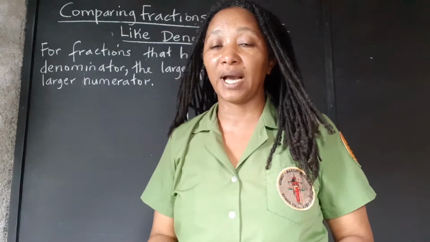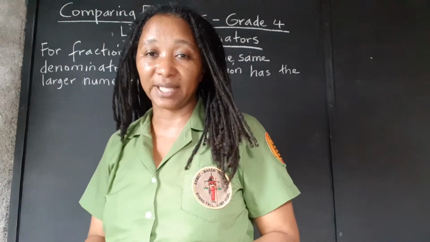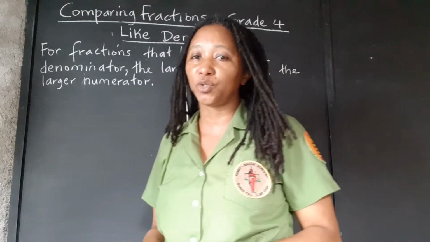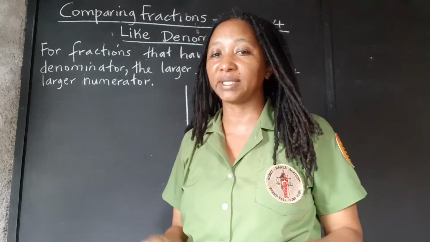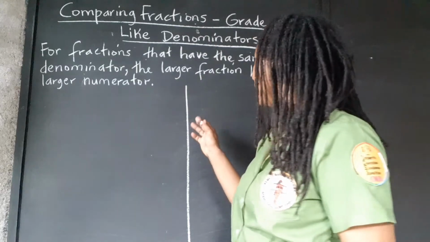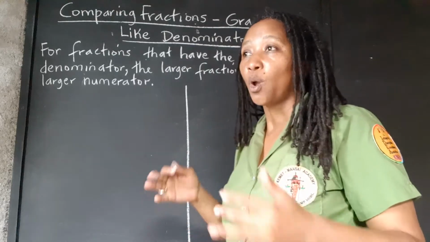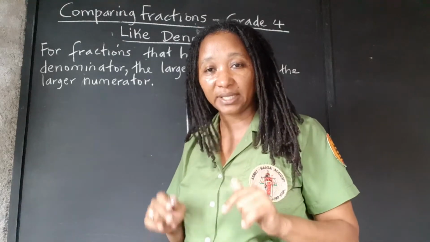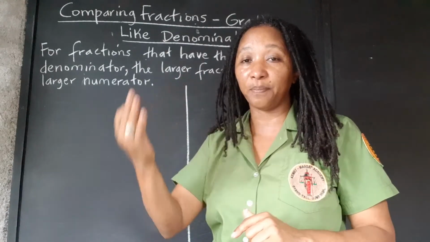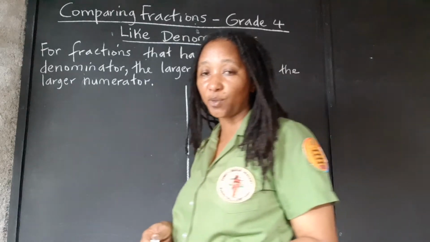Today we're going to look at comparing fractions that have like denominators. That means the denominators are the same. It's pretty easy to do comparison of fractions once the denominators are the same, right? For fractions that have the same denominator, the larger fraction has the larger numerator. So in other words, once the bottom numbers are the same, you just look at the numerators, and the one that has the bigger numerator is the bigger fraction. Let's see why that is so though.